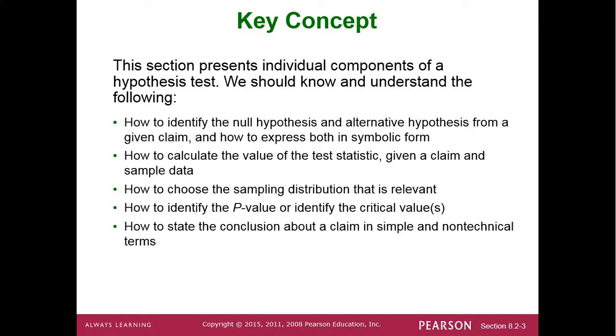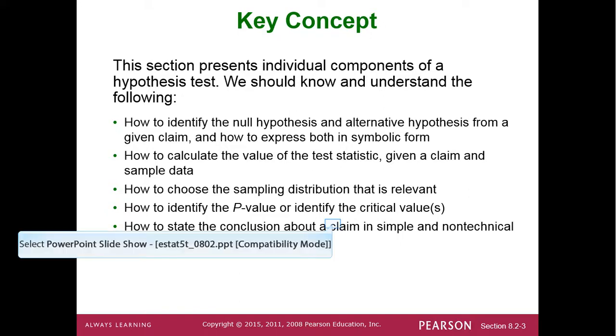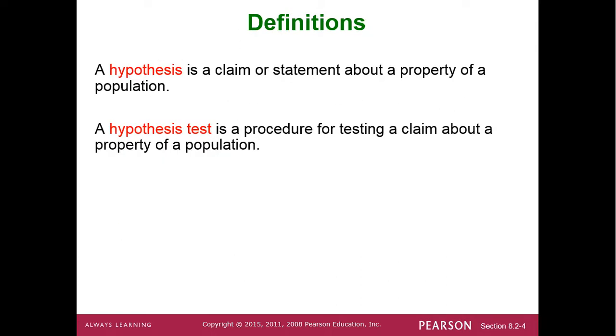So we're going to learn about the null hypothesis, the alternative hypothesis, how to write a claim, how to express them symbolically, how to find the test statistic. We will be using StatCrunch for that, how to choose the appropriate distribution, whether it's for the proportion, the mean, or the standard deviation, how to identify what we call the P-value or critical values, and how to write the conclusion about a claim in simple, non-technical terms.